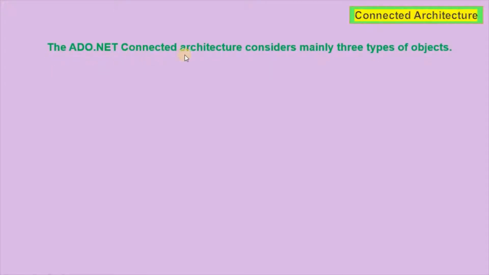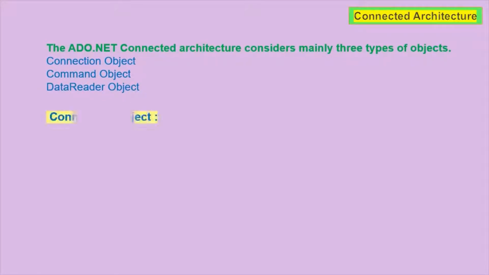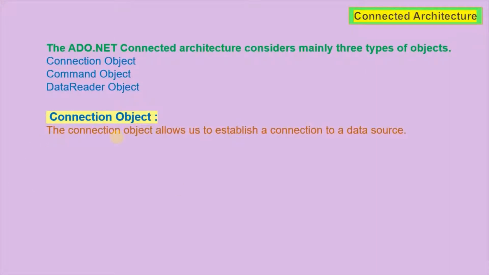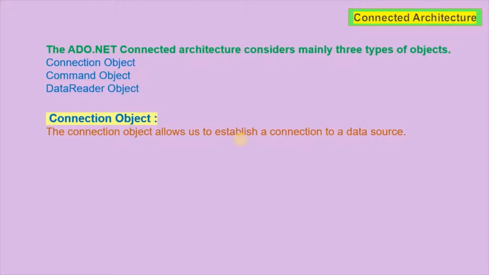The edu.net connected architecture considers mainly three types of objects: connection object, command object, and data reader object. Connection object. The connection object allows us to establish a connection to a data source. We can make a connection with a data source or a database with the connection object.